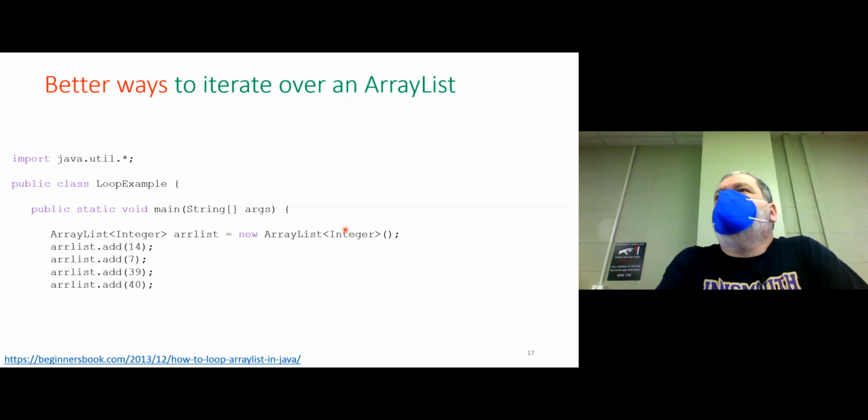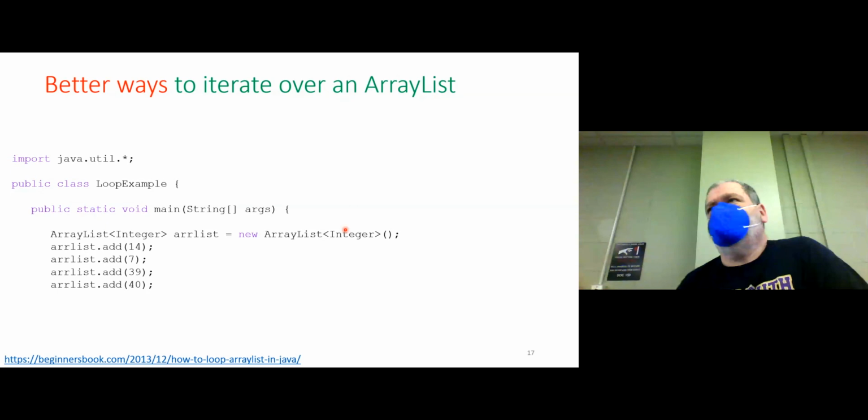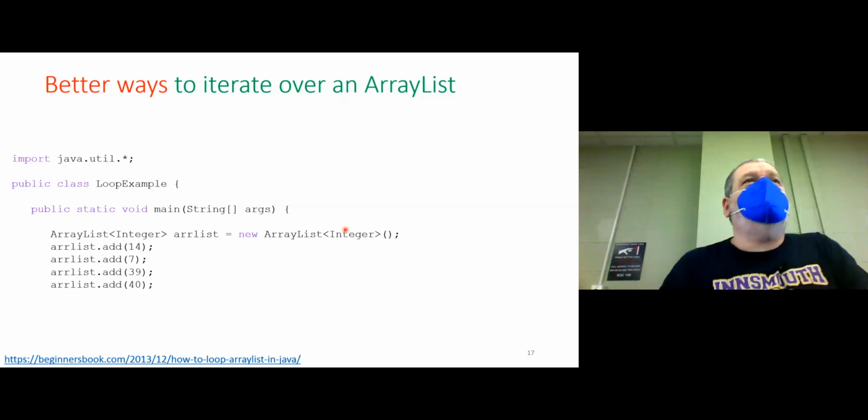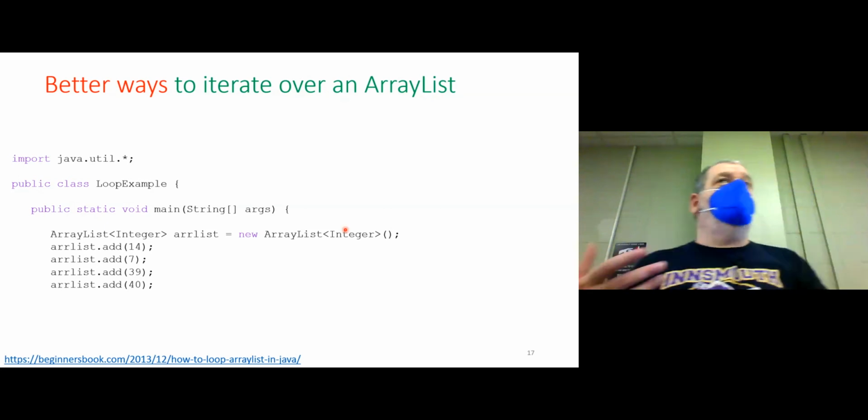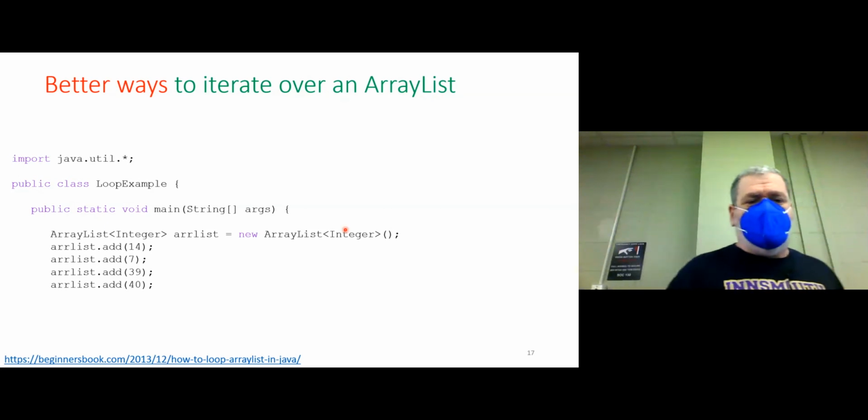But what about the other scenario? What about the 80% of the time where all we want to do with an array is say, for every element in the array, I want to do this or I want to do that? Well, array lists, again, have a convenient notation to do that. It's called a for each loop. So let's take a look at what it looks like.